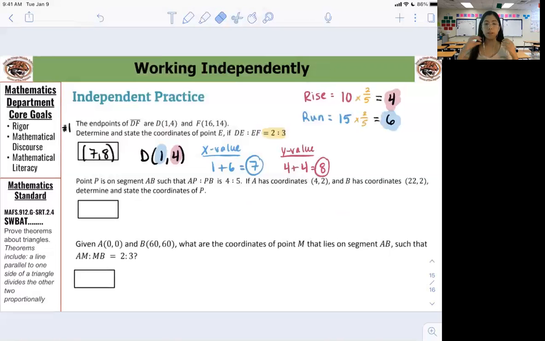Because remember, that's why it's called a directed line segment, because it goes from A to B. Like that's the order that it goes in. It's not going backwards. It's going from A to B.